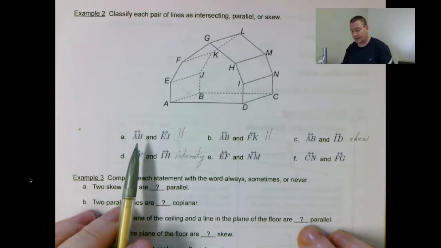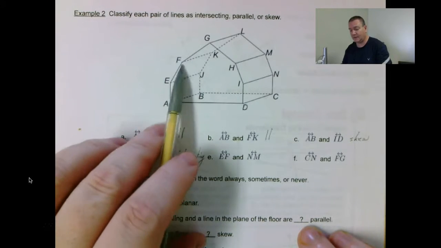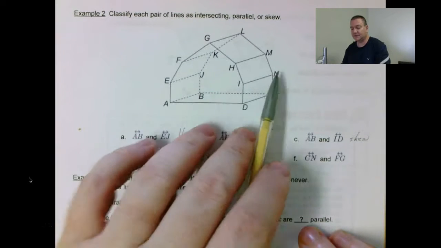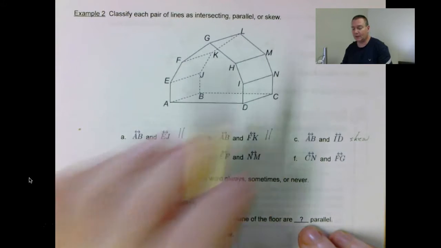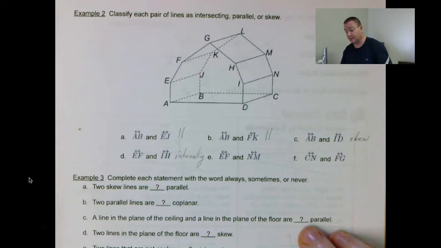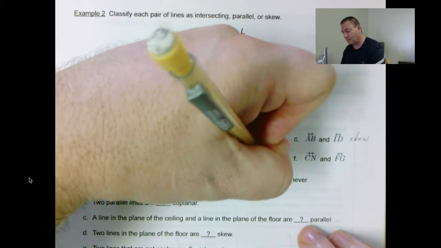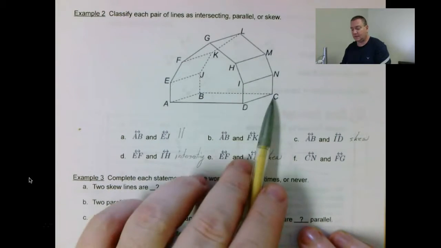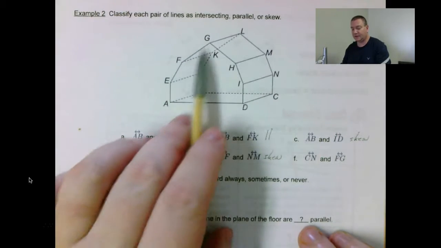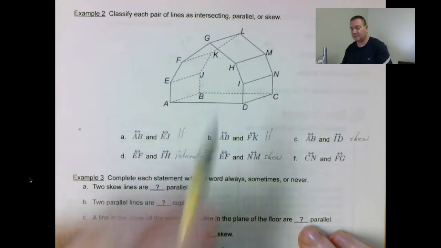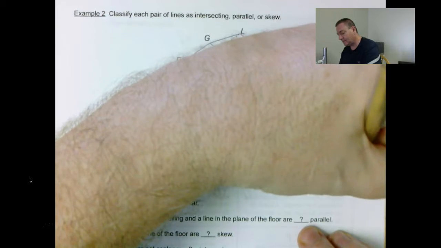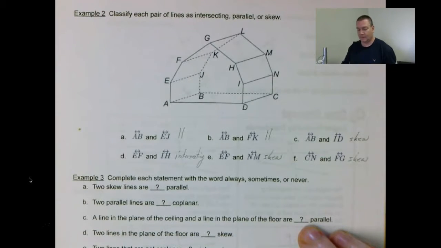EF and NM, they are not in the same plane. There is no plane that contains them. They're not parallel because there's no plane that contains them. The second they're non-coplanar, they must be skew. CN, which is here, and FG, which is here. Again, there is no one plane that will contain them, therefore they must be skew.